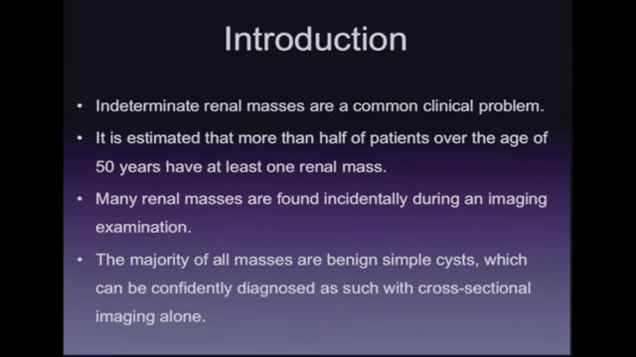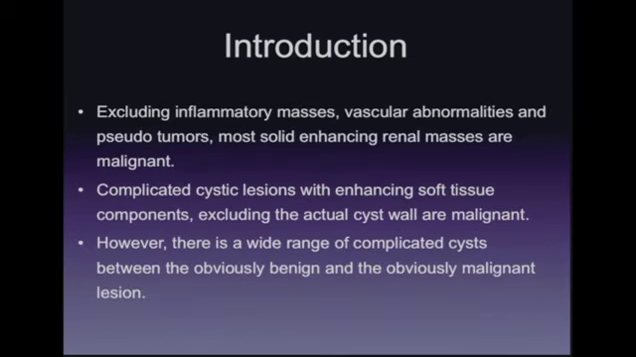Indeterminate renal masses are a common clinical problem. It is estimated that more than half of patients over the age of 50 have at least one renal mass. Many renal masses are found incidentally during an imaging examination. The majority of all masses are benign simple cysts, which can be confidently diagnosed as such with cross-sectional imaging alone. Excluding inflammatory masses, vascular abnormalities, and pseudotumors, most solid enhancing renal masses are malignant. Complicated cystic lesions with enhancing soft tissue components, excluding the actual cyst wall, are all malignant.